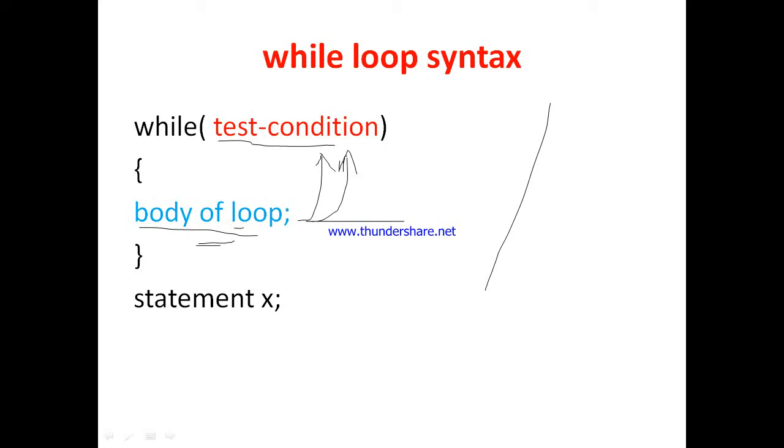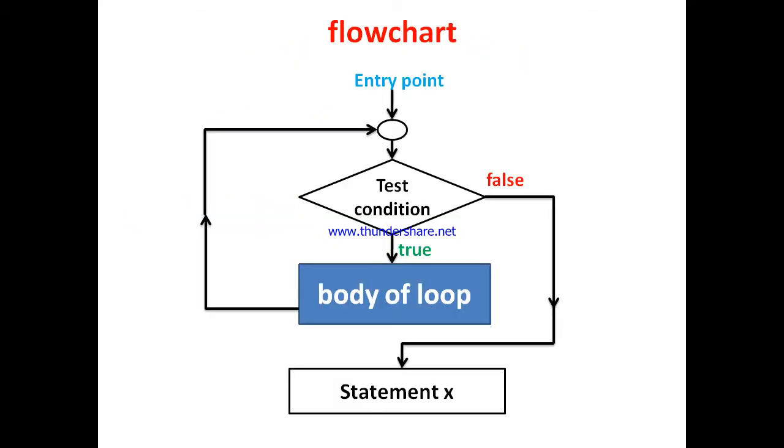Now when this test condition becomes false, the loop is terminated and directly statement X, which is present outside of the body of the loop, is executed. But until the test condition becomes false, the loop is not terminated. Now let us understand the same working by using the flowchart of the while loop.